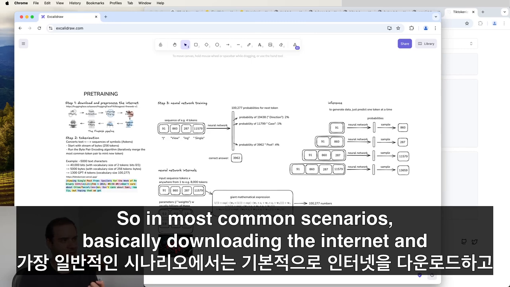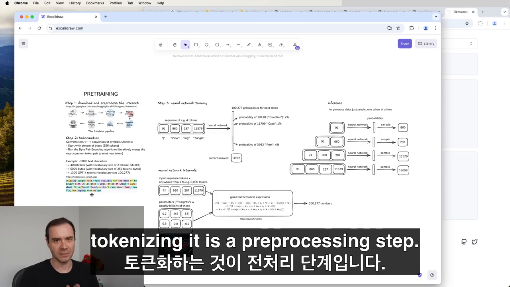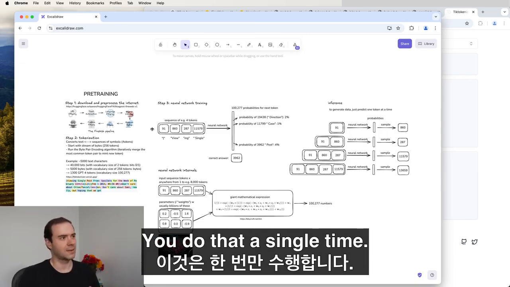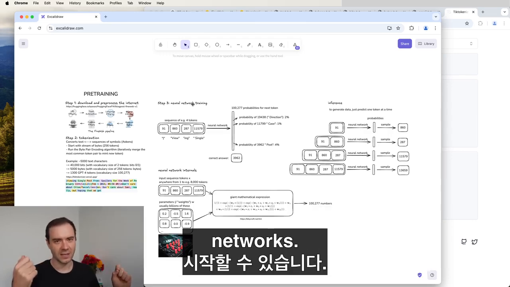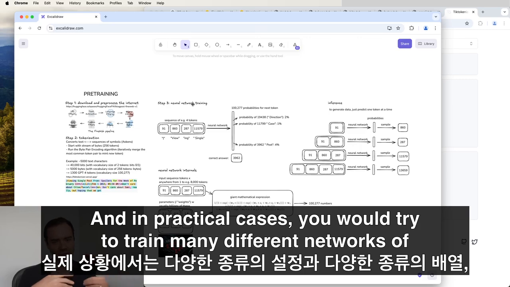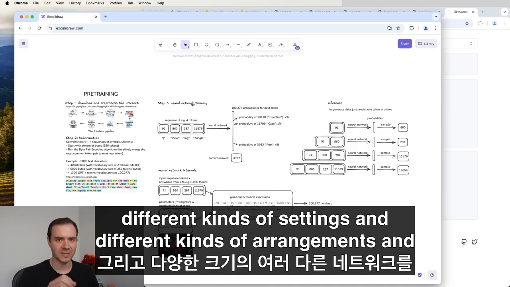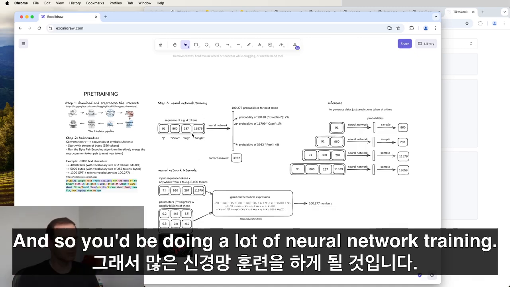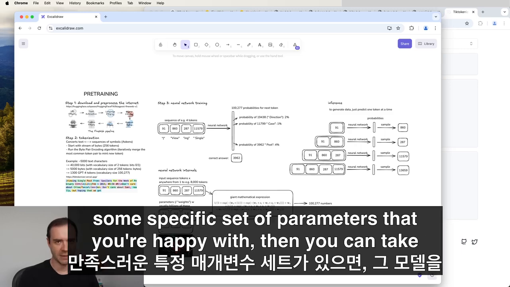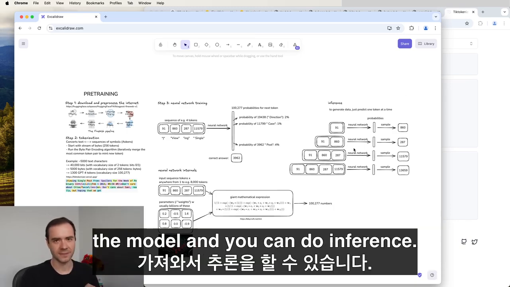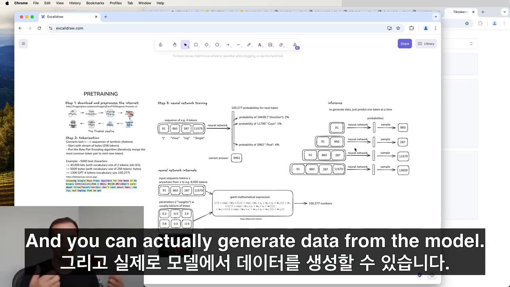In most common scenarios, downloading the internet and tokenizing it is a pre-processing step. You do that a single time. And then once you have your token sequence, we can start training networks. In practical cases, you would try to train many different networks with different settings, different arrangements and different sizes, so you'd be doing a lot of neural network training. And then once you have a neural network that you've trained, with some specific set of parameters that you're happy with, you can take the model and do inference. You can actually generate data from the model.